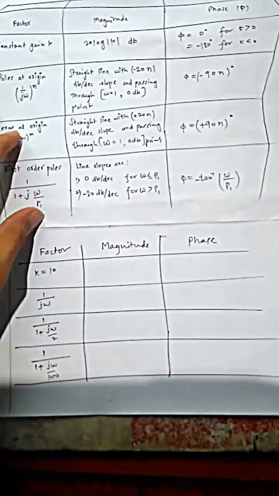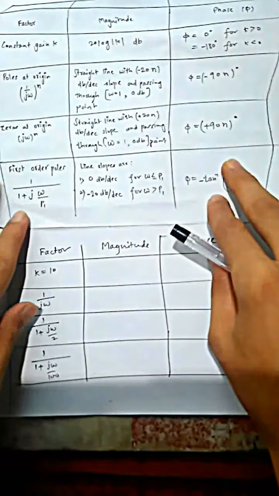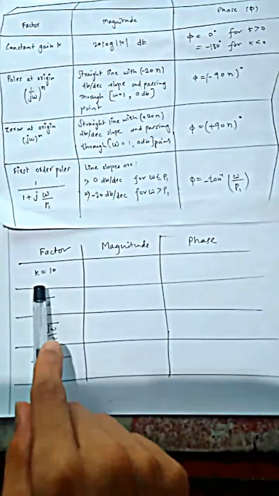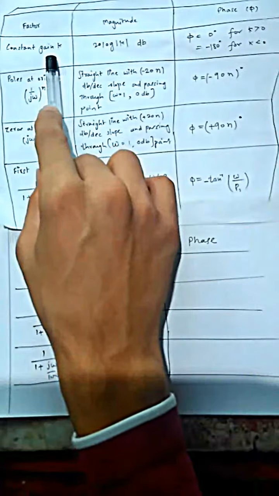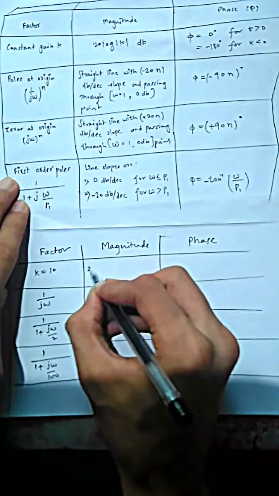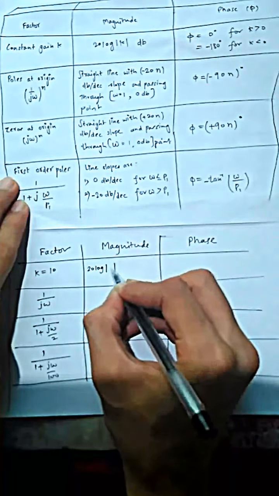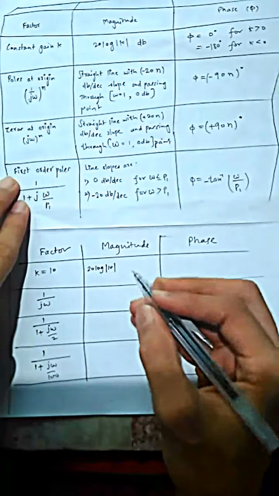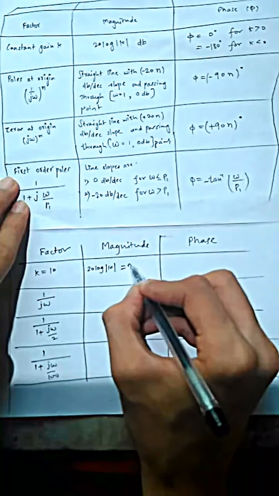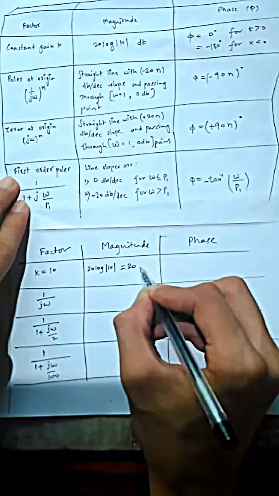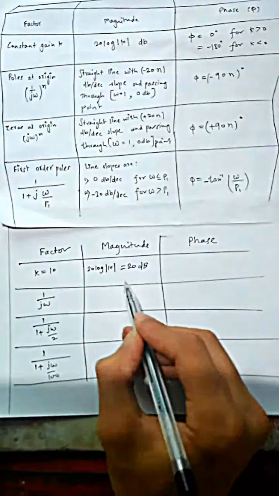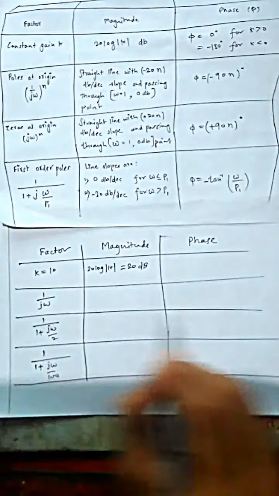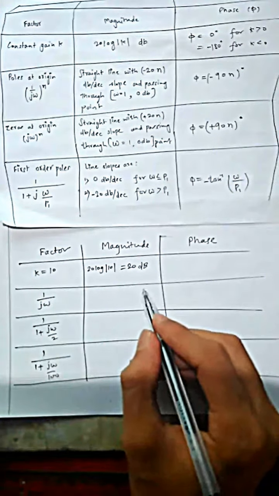The question which I have chosen to show you is really commonly asked. For example, here we have the factor K equal to 10, which is of the type gain. For gain, in the magnitude column we have the formula 20 log K. So simply write 20 log K. K is 10, and the value comes to 20. The unit is dB, 20 dB. And this will be simply a straight horizontal line on the Bode plot without any slope.